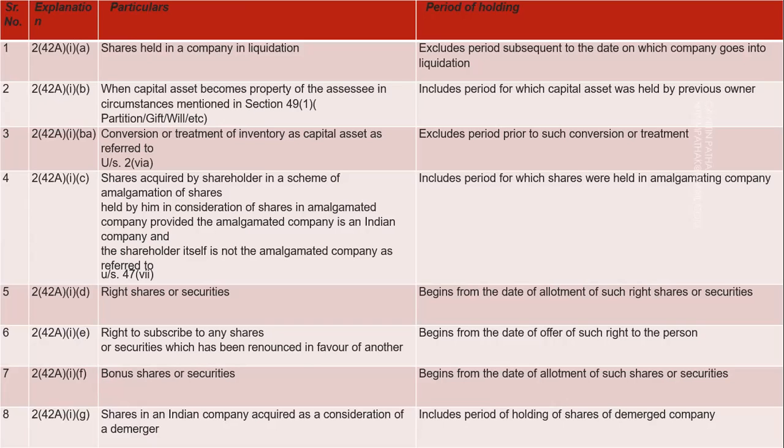Section 2(42A) decides the period for which you held the shares. This would be considered whether it is short term or long term. Conversion or treatment of inventory as a capital asset, refer to section 2(24).